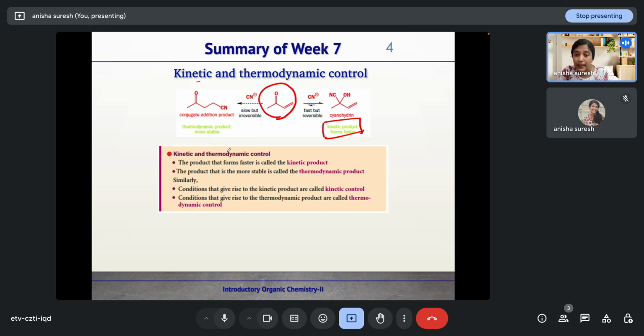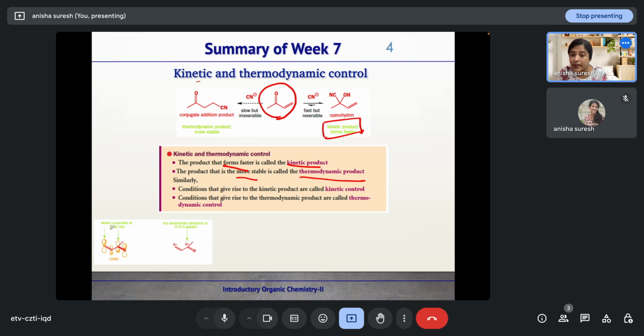Talking about kinetic and thermodynamic control, the product that forms faster is known as a kinetic product, and the product that is more stable is known as a thermodynamic product. So forms faster, kinetic product; more stable, thermodynamic product. The conditions that give rise to the kinetic product are known as kinetic control, and the conditions that give rise to the thermodynamic product are known as thermodynamic control. So why are we calling these kinetic product and thermodynamic product? The reason we will be discussing here.